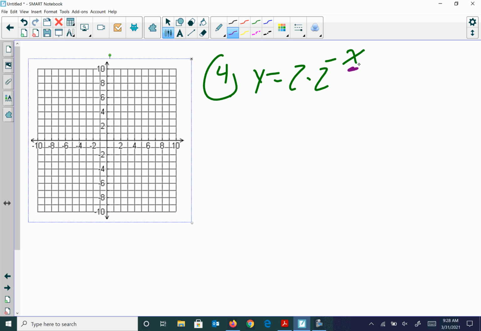So we're going to plug 0 in. Geometry? It's pre-calculus. So 2 to the negative 0 is 2 to the 0. 2 to the 0 is 1, so I get 2 times 1.